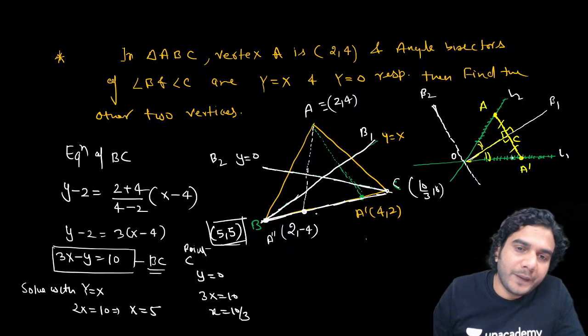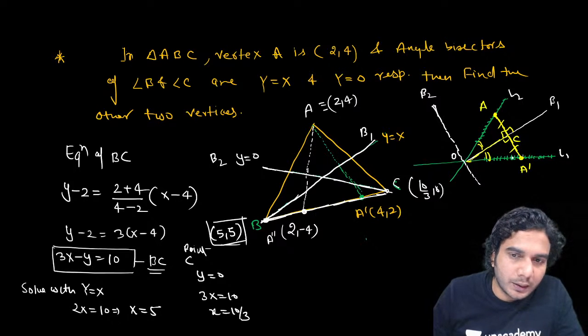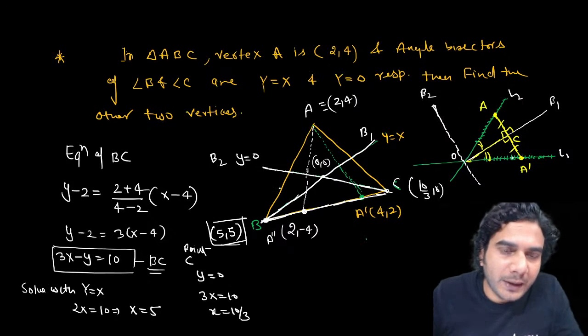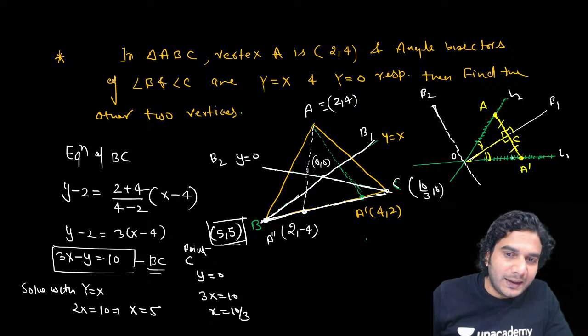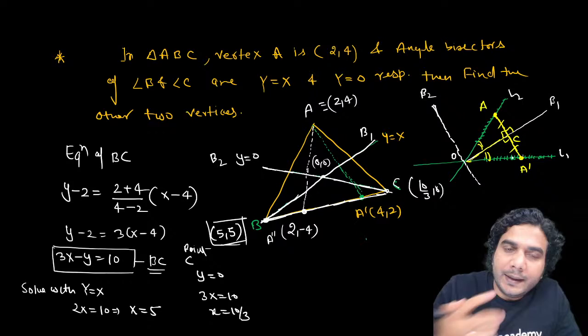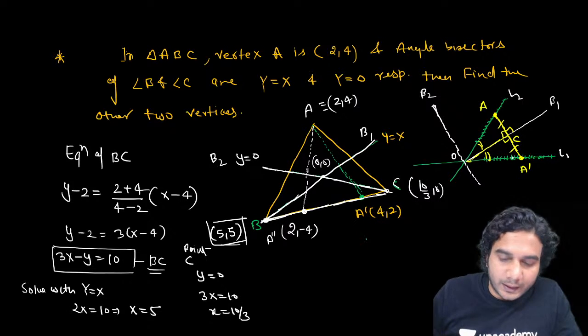Now you can answer everything related to this question. You can find the orthocenter, incenter. The incenter we already knew, actually. Incenter was 0, 0. Where these angle bisectors meet, that point is basically the incenter. So now you can answer anything related to this triangle.